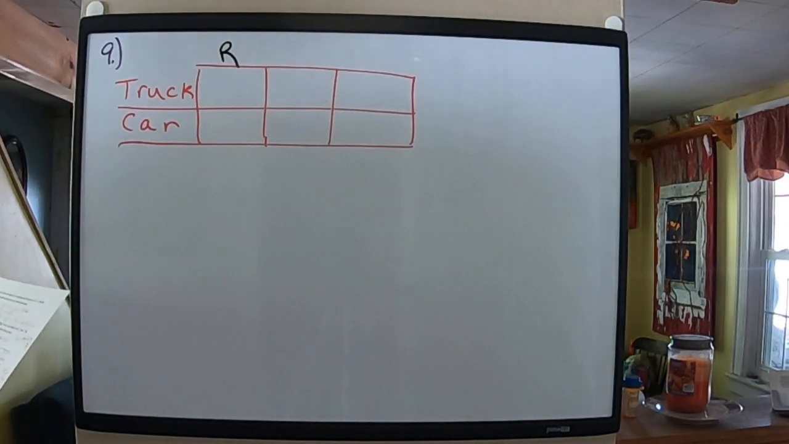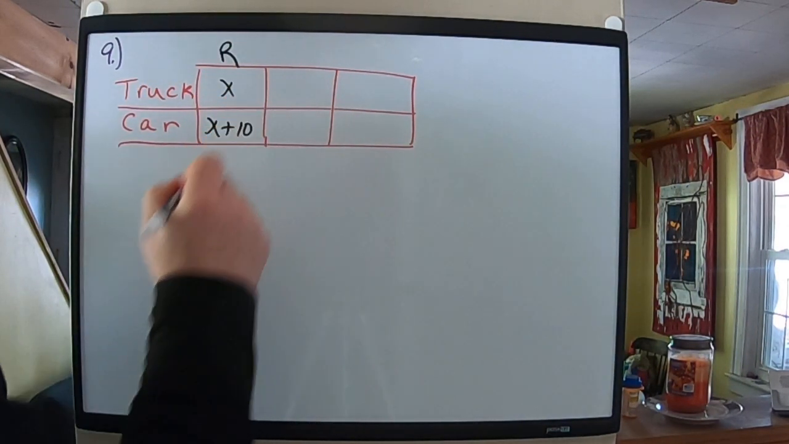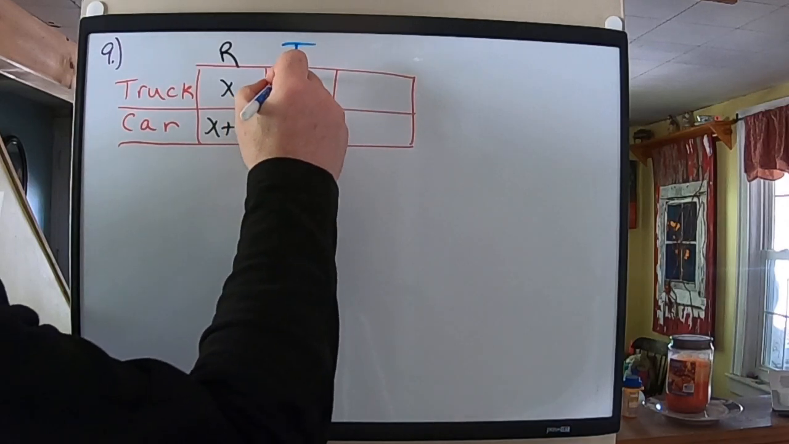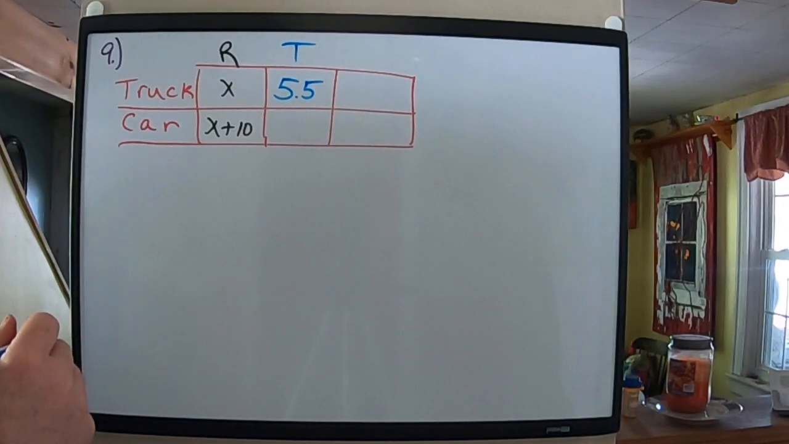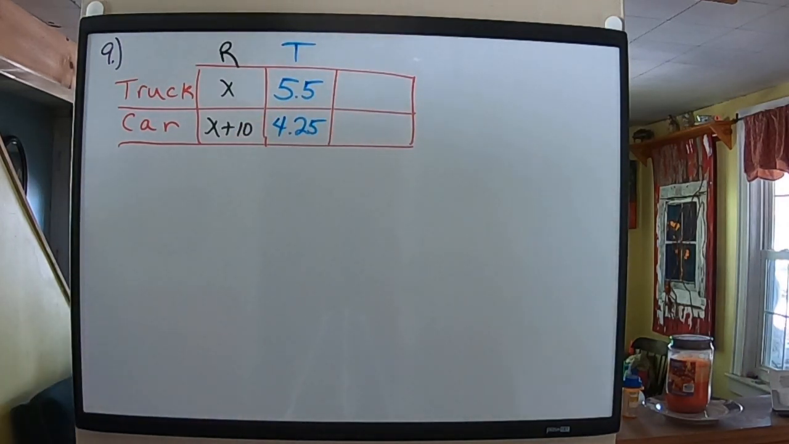Now the rate. It tells you, given that the car was driving 10 faster than the truck, so if the truck is x, the car is x plus 10. We could have said that the car was x, then the truck would be x minus 10 because it's slower. The next part is the time. Now it tells us how much time each one drove. The truck drove for 5.5 hours, and the car drove for 4 1/4 hours.